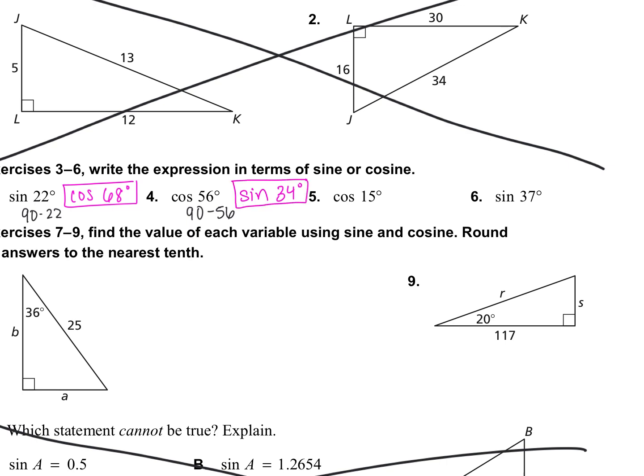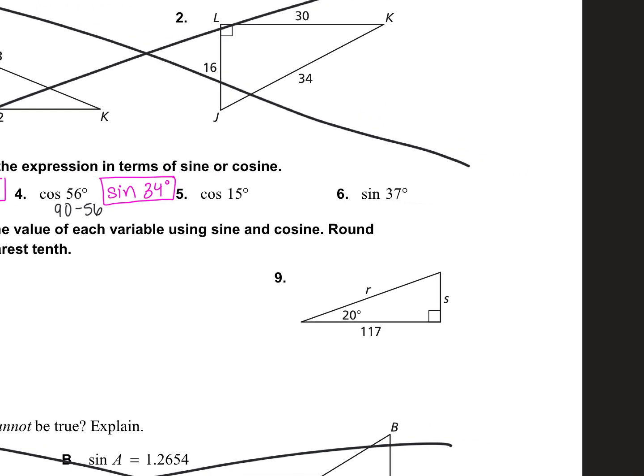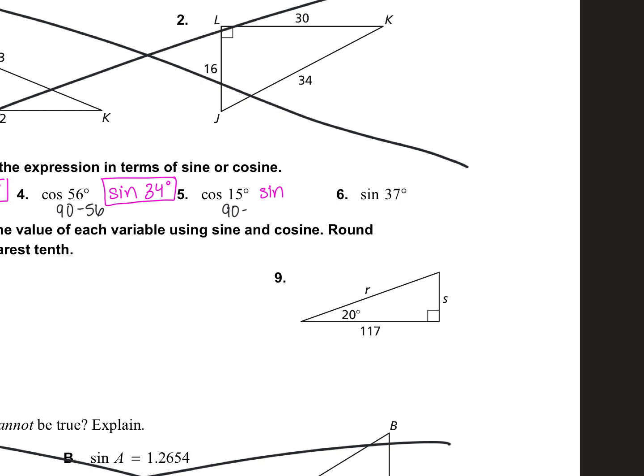Again, we're finding an angle. I'm looking at this one. If they're giving me in terms of cosine, I need to change it to in terms of sine. 90 minus 15, and this is going to be sine 75 degrees. And the last one, sine, I'm changing it to cosine. Same thing as before, 90 minus 37, and for this one you're going to get cosine 53 degrees. Remember, it's 90 degrees, not 180.